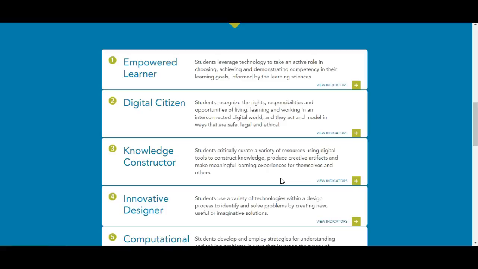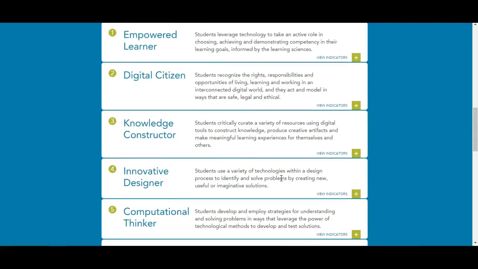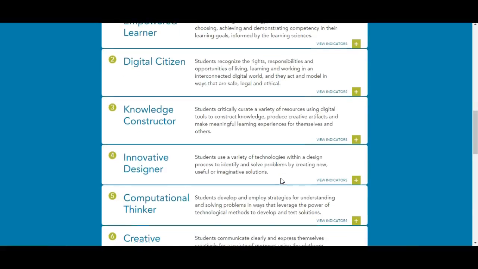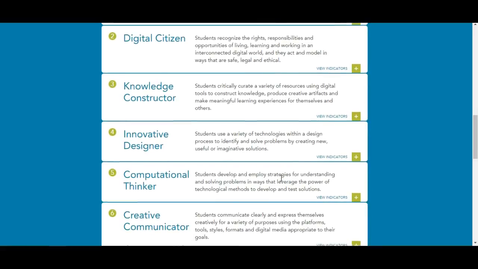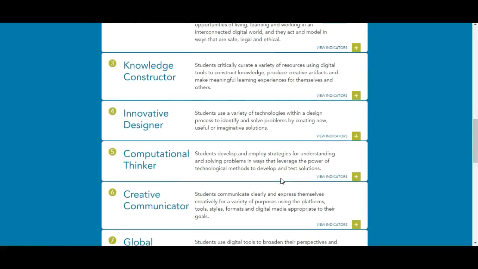So number 3 is a knowledge constructor, basically using that technology to construct knowledge and produce creative things, and that goes along with number 4, being an innovative designer, where students use a variety of technologies within a design process to identify and solve problems by creating new and useful or imaginative solutions. The next one's being a computational thinker, where students develop and employ strategies for understanding and solving problems in ways that leverage the power of technological methods and test solutions.